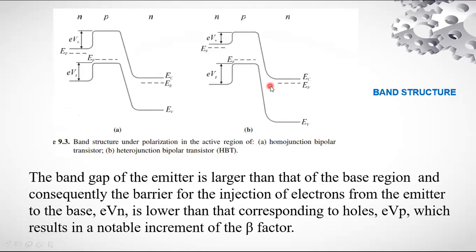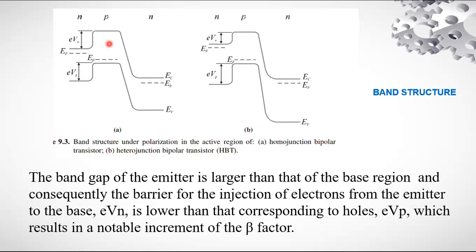Now you can see from this diagram the band structure for homojunction and heterojunction. Figure A shows the homojunction BJT and figure B shows the heterojunction BJT. Now what is seen is that the band gap at the emitter side and the base side are almost the same in case of homojunction BJT, and the barrier for injection of electrons from emitter to base, EVN, is also equal to the EVP, the barrier for injection of holes.